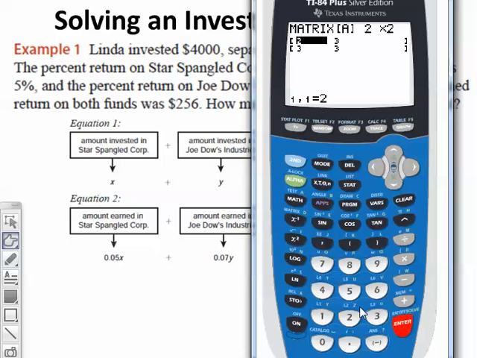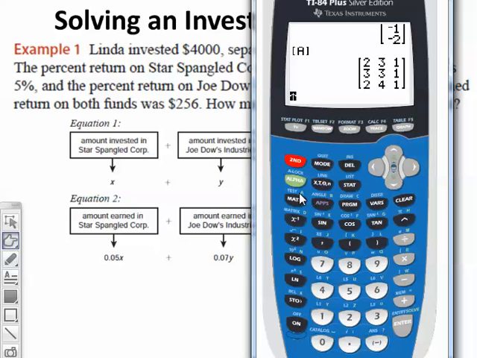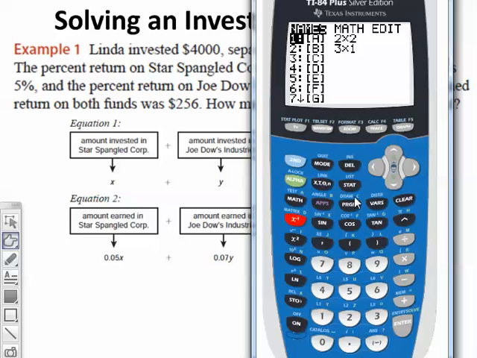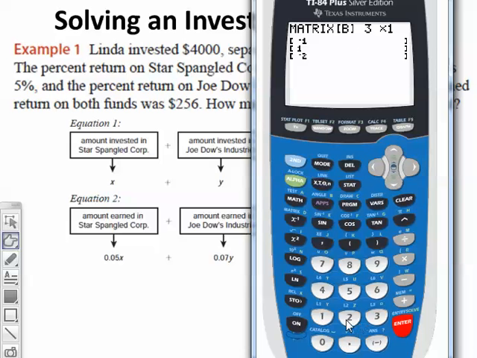That's the way the animals go into the zoo. And the first ones are going to be 1 and 1 because x plus y is 1 plus 1. And then we're going to say 0.05 and 0.07 because those are the two percentage rates. Enter. Second, quit. Second, matrix. And we're going to go over to edit and to B. And it's a 2 by 1.